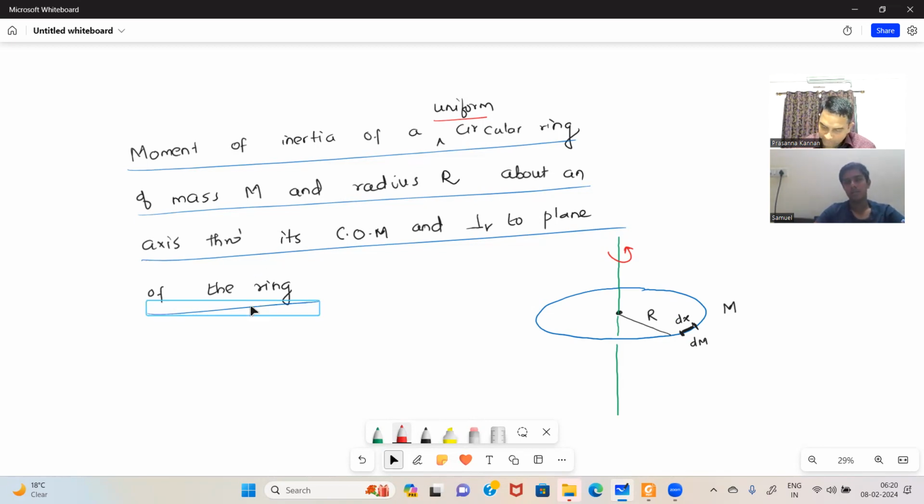So what can I write? The mass divided by the total length will be equal to the small mass divided by the small length. Correct or not? Yes. In this case, can you tell me what is going to be the total length? When I refer to total length, look at the diagram. Referring to L? Correct. But what is this shape? It's a circular ring. So when I say the total length, what does it refer to?